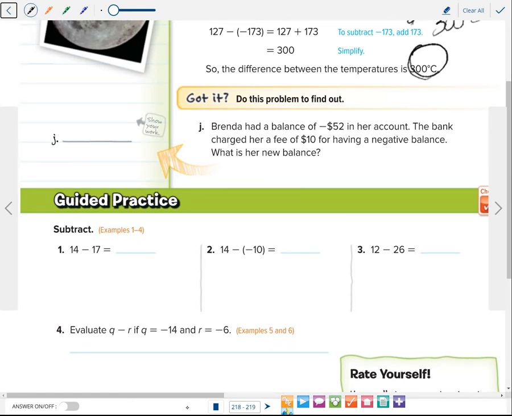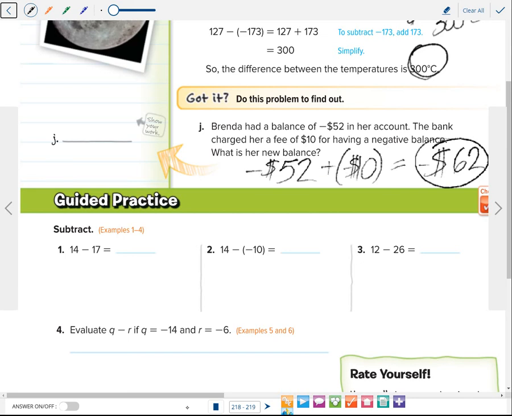So they charge her a fee of $10 for having a negative balance. What's her new balance? So she starts out at negative $52. They add a charge of $10 more. So she now has $10 less than she had before. So it's now negative $62. And that's how you would write it into McGraw-Hill, because that is the way they have it laid out in the question, with the negative symbol before the dollar symbol.